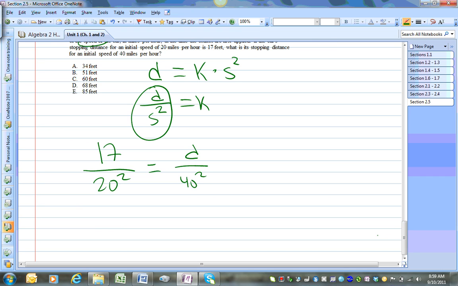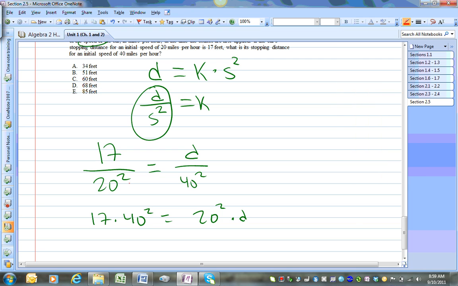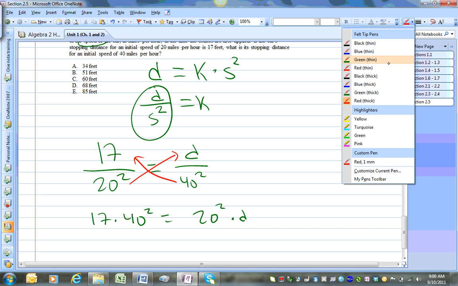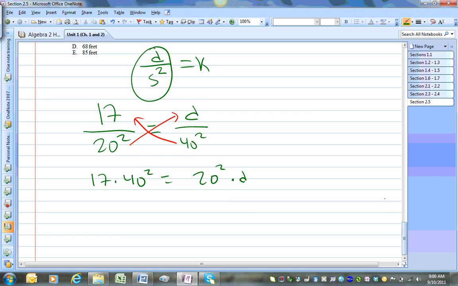You might want to use a calculator for this, but you are going to get 17 times 40 squared equals 20 squared times d. Essentially what I did is I cross multiply. You may have seen this in Algebra 1 a while ago. Multiply 20 squared to d, multiply 40 squared to 17. Basically you're multiplying both sides by 20 squared and 40 squared simultaneously. So you don't need to actually show all those steps, kind of consolidate all that.